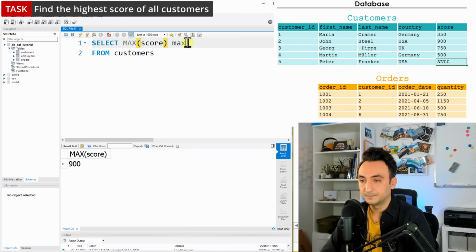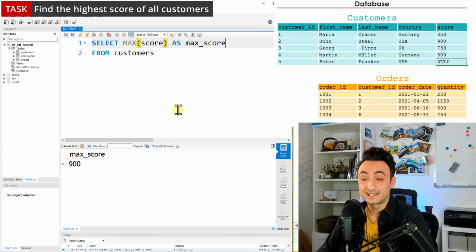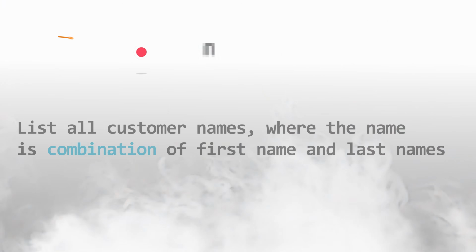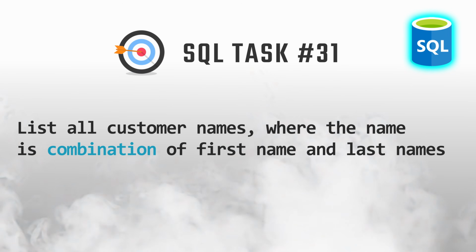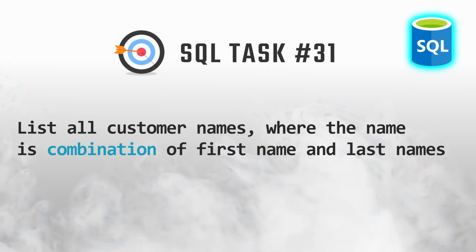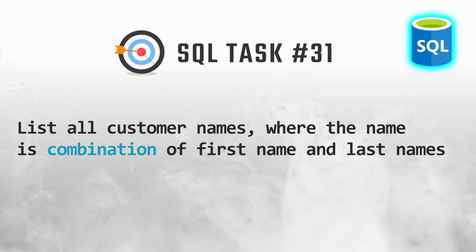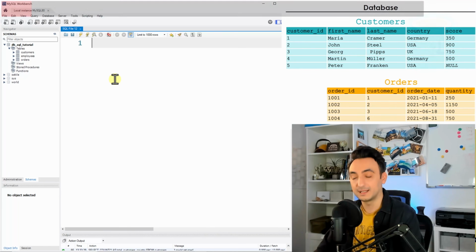Just going to rename the column. So let's run that again. We have the max score as 900. List all customers' names, where the customer name is a combination of first name and last name in one column. So let's try to do that.